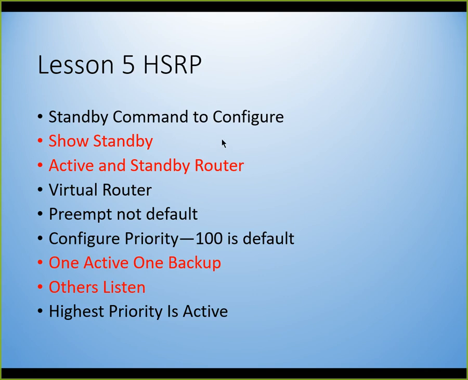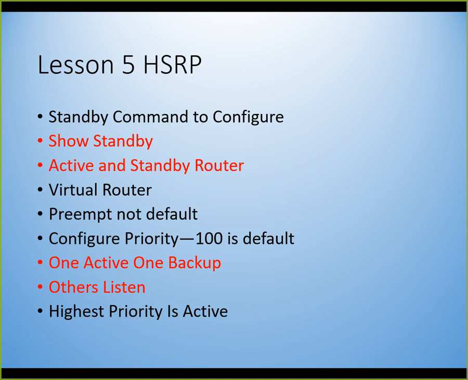HSRP, hot standby routing protocol. We use the standby command to configure this. This is where we had the virtual interface. We had physical interfaces where we had IP addresses, and then we configured them to be part of a standby group. And the standby group had its own IP address, and that's the one that we're going to use in our network, in our DHCP, for the default gateway, because this is a first hop redundancy protocol. It's designed for our default gateways.